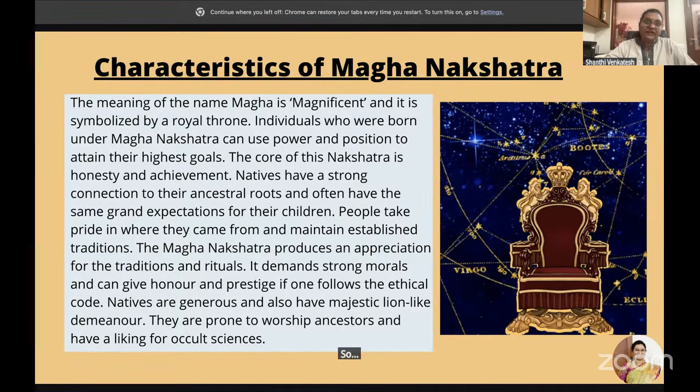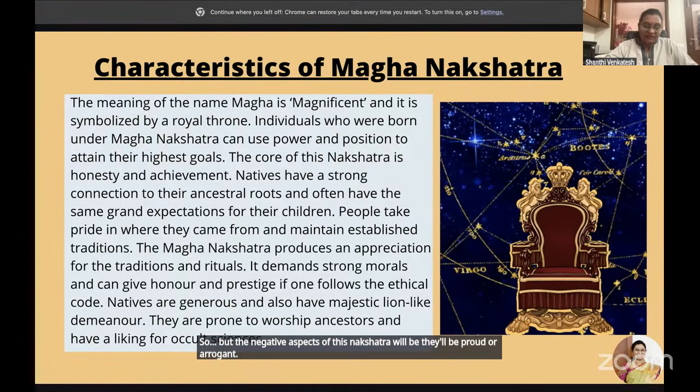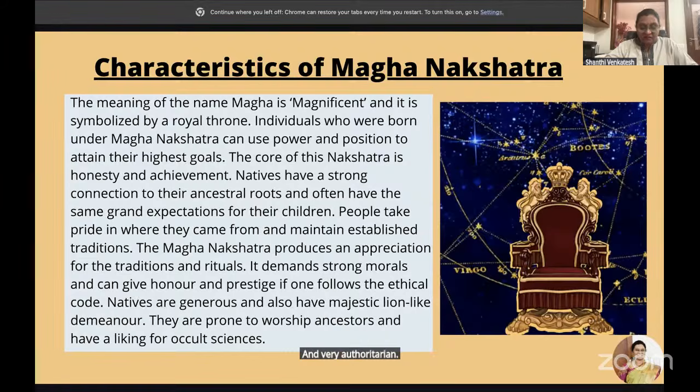But the negative aspects of this nakshatra will be they'll be proud or arrogant and very authoritarian, too concerned about status, overly attached to their family prestige. Sometimes it happens, people overly get attached to their family prestige. And respect is very important to them. If somebody disrespects them, they feel very hurt, too dependent on tradition, we can say, and always concerned about what other people will say. These are some of the qualities of Magha Nakshatra.